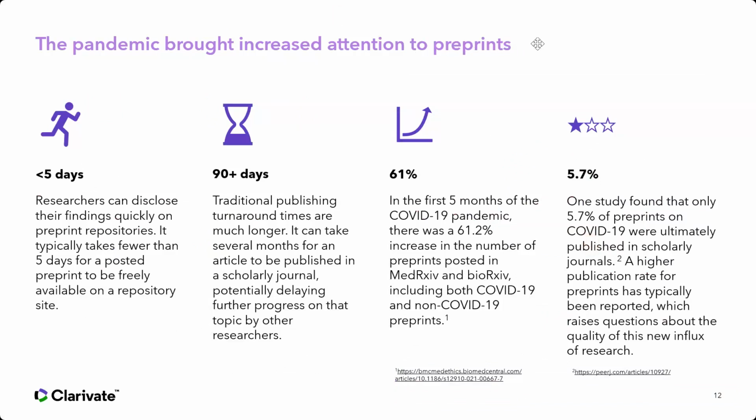During the pandemic, there was increased attention to preprint repositories. At that point, because there was a lot of research going on, everybody wanted immediate access to new information. So it is very fast. Whenever they publish in a preprint server, it takes less than 5 days, as compared to traditional publishing, which may take longer. There was about a 61% increase in the number of preprints posted in medRxiv and bioRxiv, including both COVID-19 and non-COVID-19 preprints. So that shows the attention to preprints increased during the pandemic.